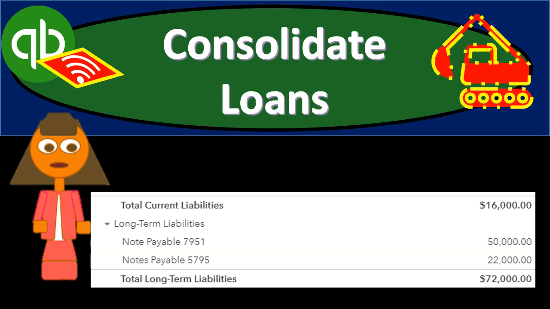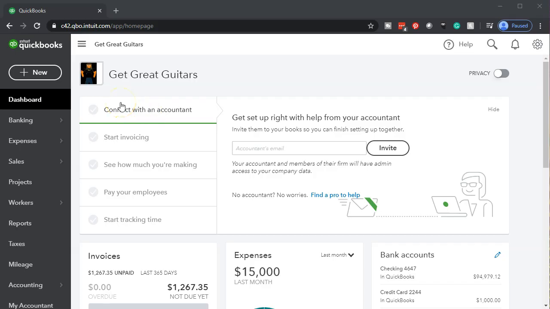In this presentation, we're going to consolidate two loans and reflect that in our bookkeeping. Let's get into it with Intuit's QuickBooks Online. Here we are in our Get Great Guitars file.